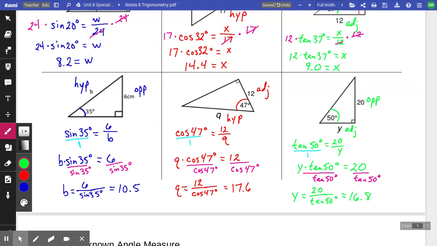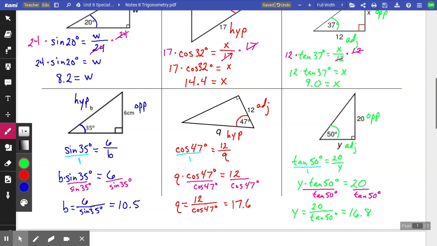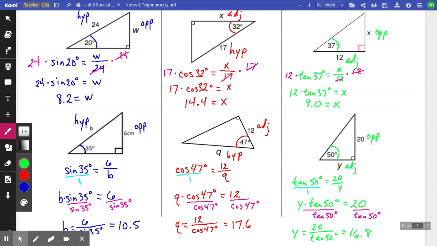Okay, so there's how trig can help us find missing side lengths. We just did some examples here to show whether the variable was in the top of the fraction or the variable was in the bottom of the fraction. Okay, but in all these scenarios, we'll type into a calculator to get an approximation.